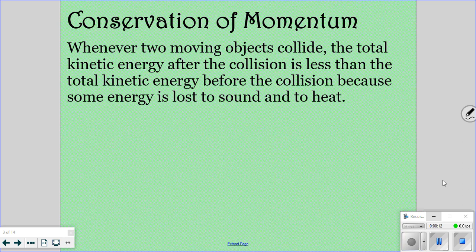Whenever you have two objects that collide, the total kinetic energy after the collision is less than the total kinetic energy before the collision, because some of your energy is lost to sound and some is lost to heat. So if I clap my hands together, you hear some noise, that's some energy that's lost to sound, and your hands slightly get warmer when they collide. So some of your energy is lost to heat.